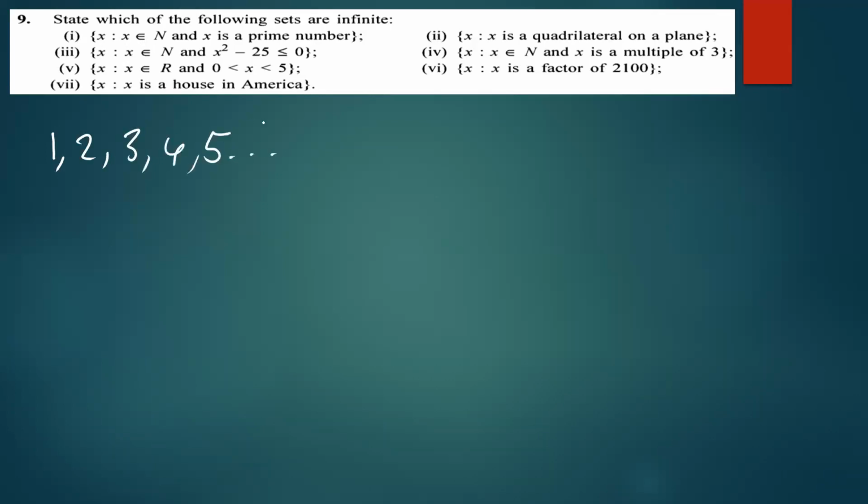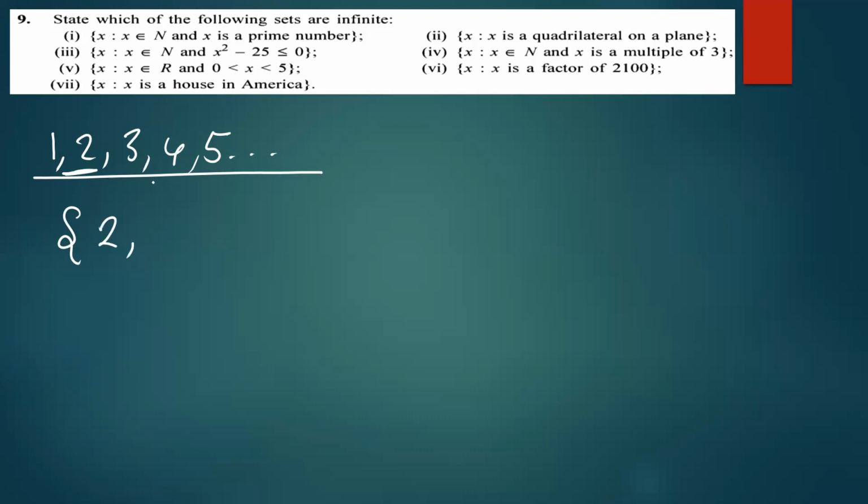So these are natural numbers. And then they're saying X is a prime number. So from the set of natural numbers, we remove out prime numbers. So the elements that we're going to have are, the first prime number that we have is 2, because we know a prime number is simply a number that consists of only 2 factors, 1 and itself. So the first prime number is 2.